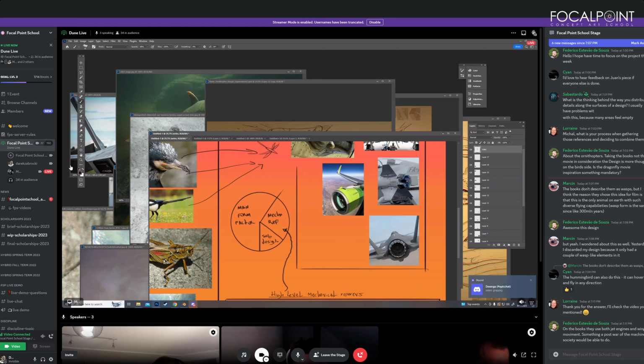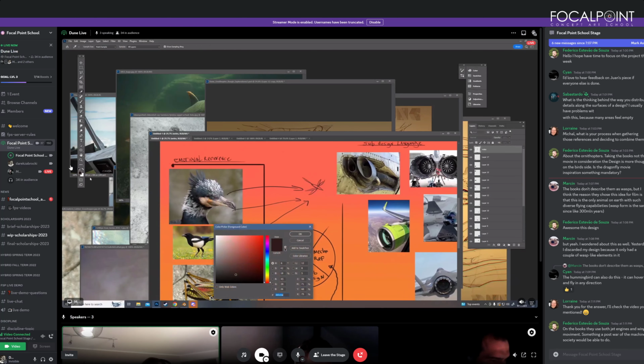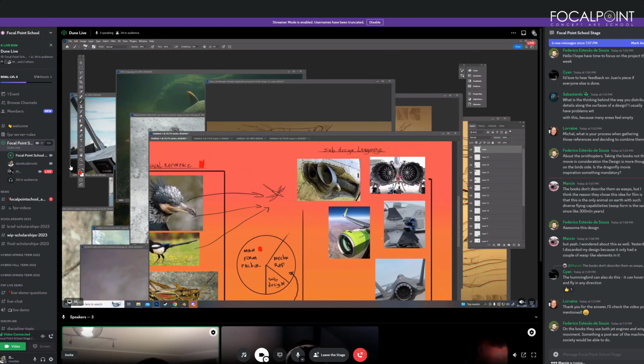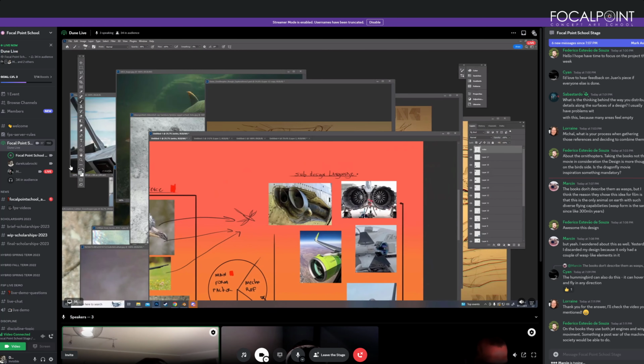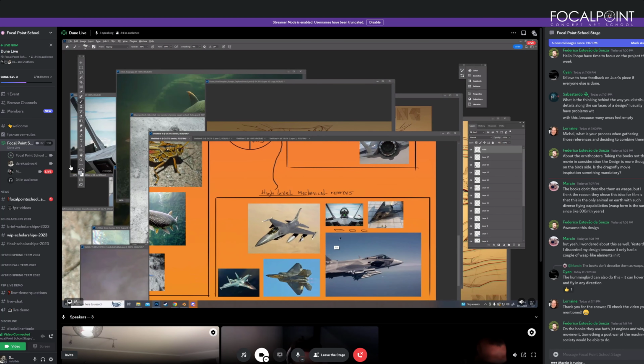First question, Sabastardo: What is the thinking behind the way you describe the details along the surface of the design? I usually have problems with this because many areas feel empty. I think it can be seen also in the design of the Ornithopter and also in the design of the buildings of the factory. So maybe Darek, you want this time?